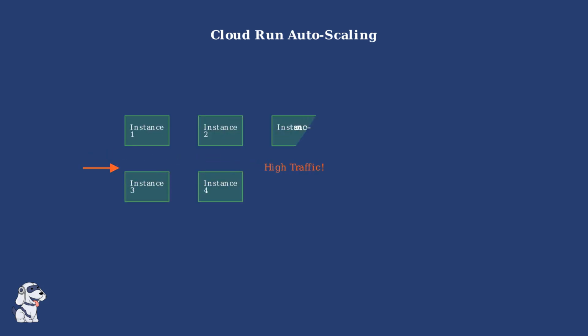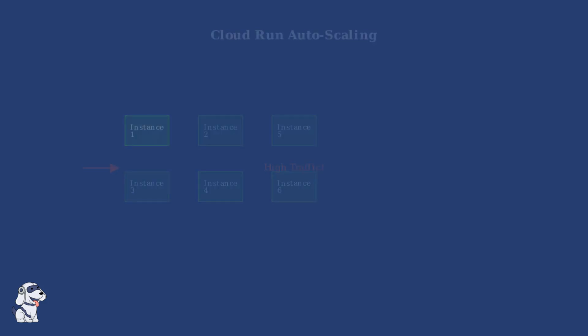Cloud Run is designed to automatically scale your applications based on incoming traffic. When traffic is low, you might have just one instance running. But when traffic suddenly increases, Cloud Run can scale up rapidly, creating multiple instances within seconds to handle the load. This rapid scaling capability is powerful, but it creates a significant challenge for your database.